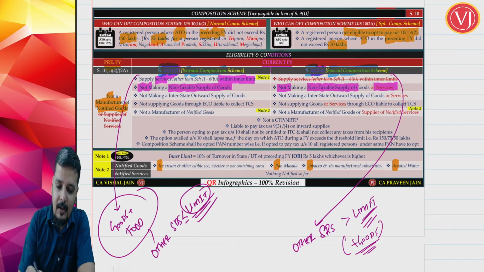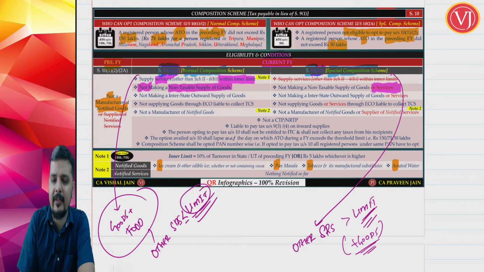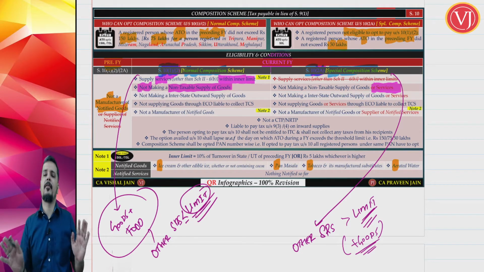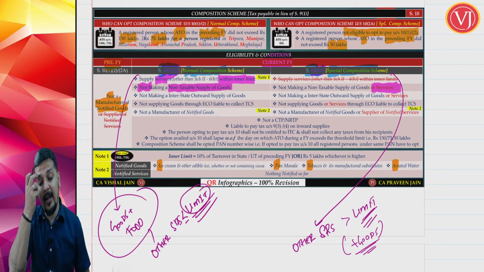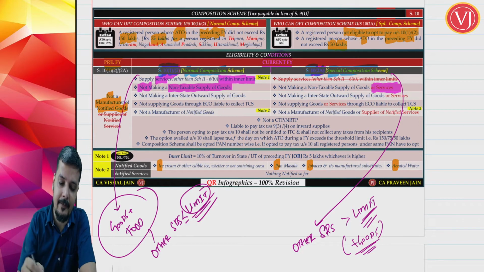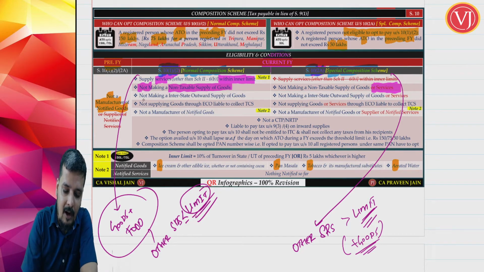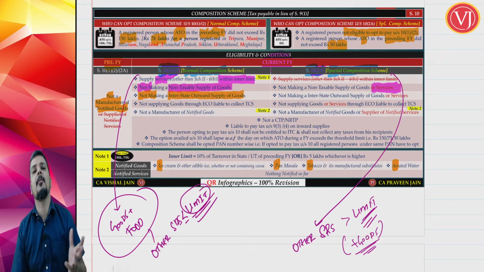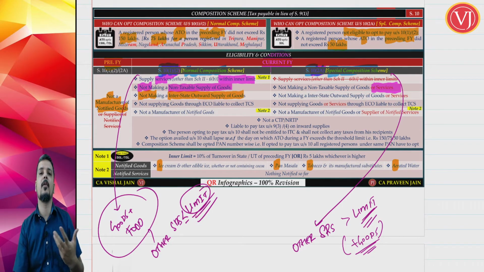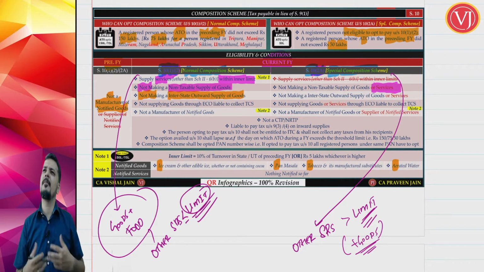For the special composition scheme, only one point is extra. You should not also be dealing with non-taxable supply of services. As of now, there is no non-taxable supply of services, but they have said you should not be dealing with them. Then the next point: you should not be making any interstate outward supply of goods. For the normal composition scheme, you should not have any interstate outward supply of goods. Can there be services in the normal composition scheme? Yes, but they are silent about services.